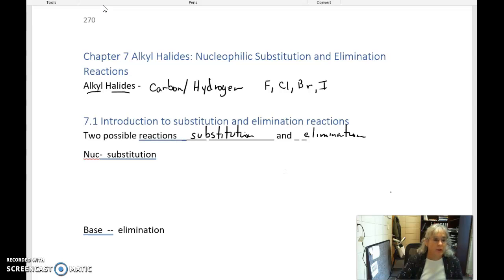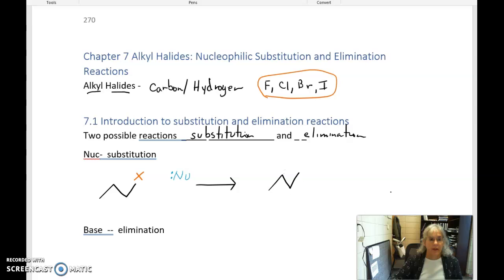So a substitution looks like this. X is going to be our symbol for any of these. Any of the halogens are X. And it's going to react with a nucleophile. We did identify a nucleophile as having electrons on it. So I always draw those little dots. Those are the electrons. And they're going to interact, and we're going to make this compound.